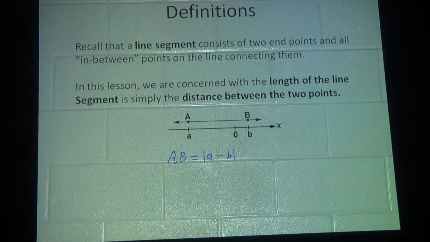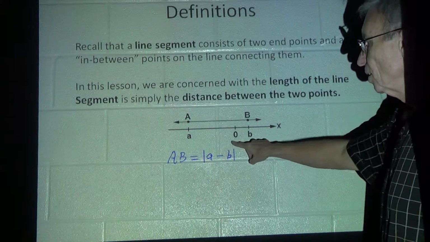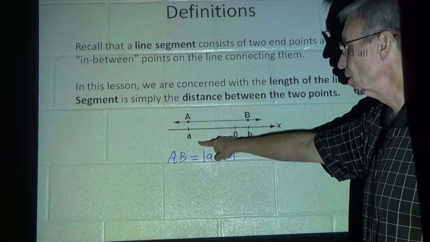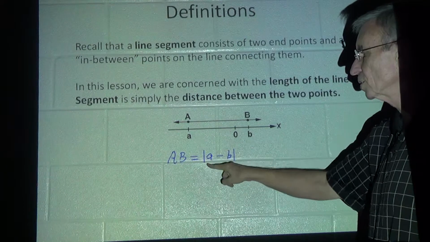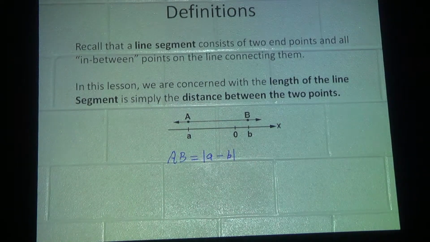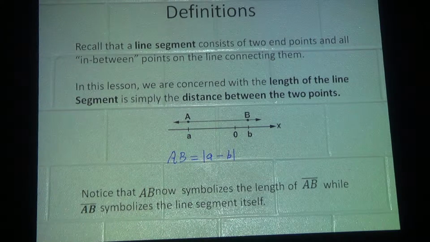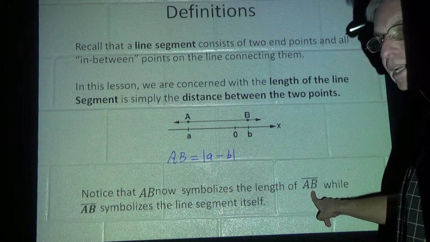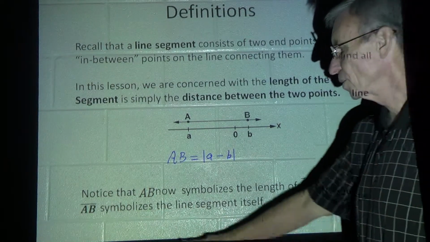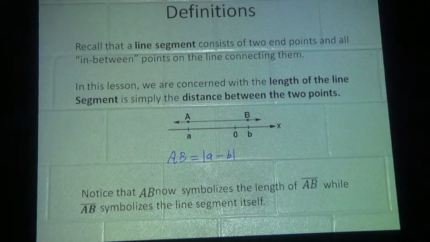Okay, so if we have the line segment AB, then we're going to make that correspond to the number line, and the A and B here are the coordinates, and so the absolute value of A minus B is the length of AB. Notice that AB, without anything above it, now symbolizes the length of segment AB, while the AB with the line segment above it symbolizes the line segment itself. You need to differentiate between those.